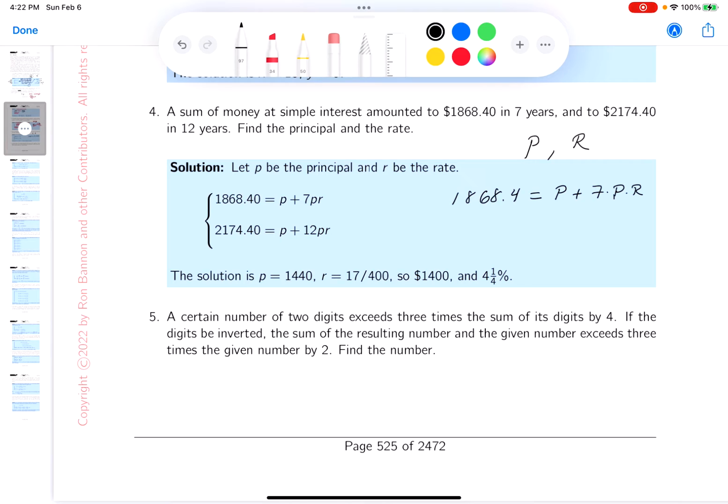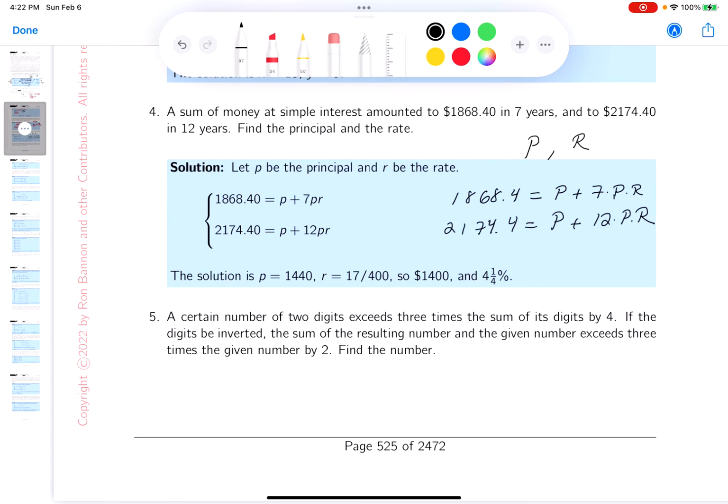All right? Now, it goes on to say that in 12 years, it would have been a different amount. And that makes sense to me. 2174.4 equals the principal, but now it's been there for 12 years, and the simple interest is P times R. All right? And I got a problem here. I got two unknowns.